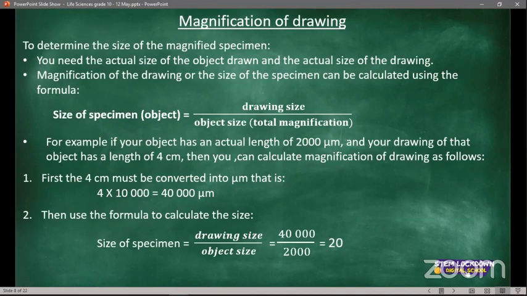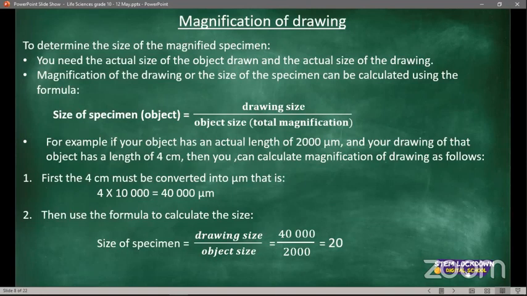Then you can calculate the magnification of the drawing as follows. So first, the 4 centimeters must be converted into micrometers, because the actual length of the object is given in micrometers, and that was 2000 micrometers. So first you convert the 4 centimeters and you say 4 multiplied by 10,000. So centimeters to micrometers, you multiply by 10,000. So you say 4 centimeters multiplied by 10,000, it gives you 40,000 micrometers.